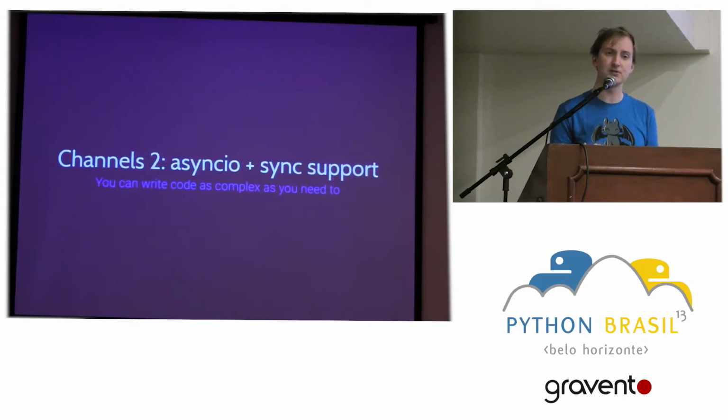And so what Channels 2 does is it uses a lot of new things in Python 3 to get around that. Crucially, everything runs in the same process now. There is an Async IO core that handles networking and sockets, all those kinds of things.